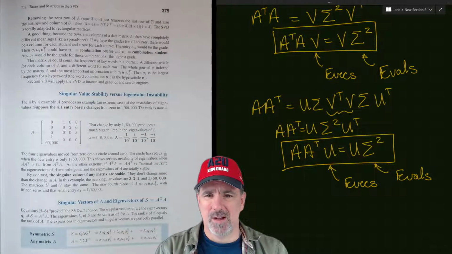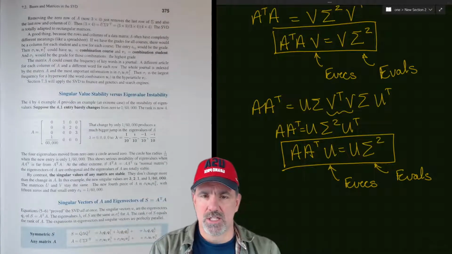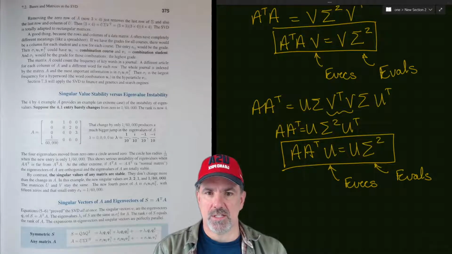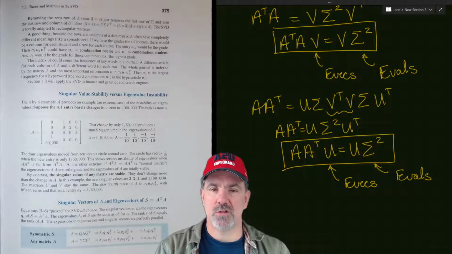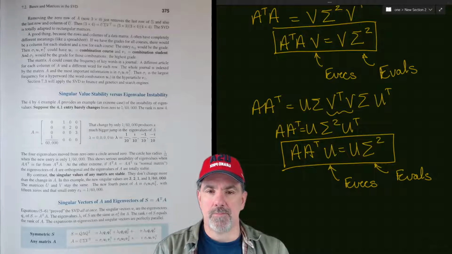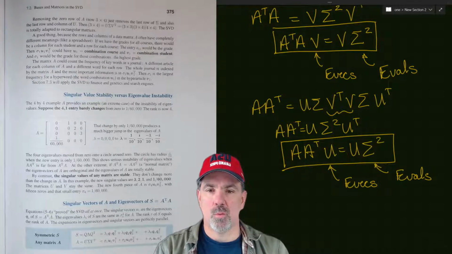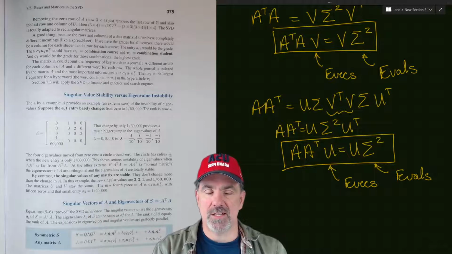Then he also talks about, and this is very important, the stability of singular values versus eigenvalues. So the eigenvalues are inherently an unstable way to think about matrix decomposition. It's not to say that eigenvalues and eigenvectors aren't valuable. They're very valuable. We'll take a look at that on Thursday.